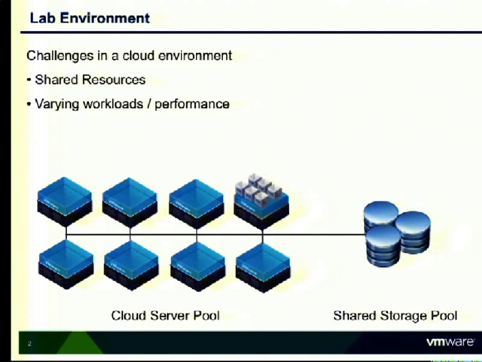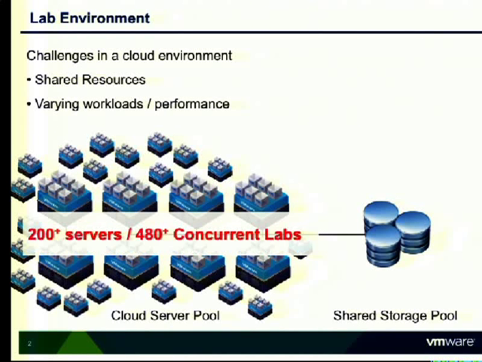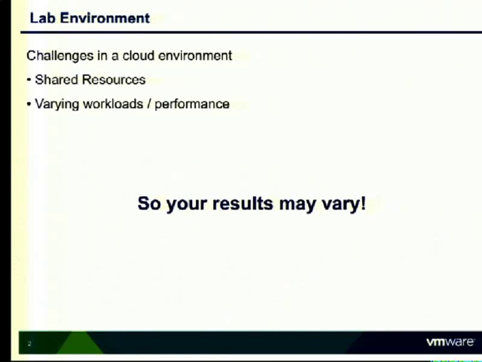It would be great if that was the picture, because then we could do a nice performance lab, we'd get consistent results, it would be wonderful. That's not exactly the picture. The picture is something like this. We've got 200 servers down there, but we've got 480 concurrent labs potentially going on at one time. It is pretty packed down there, and the line's out the door. So that could cause a few problems with the performance lab.